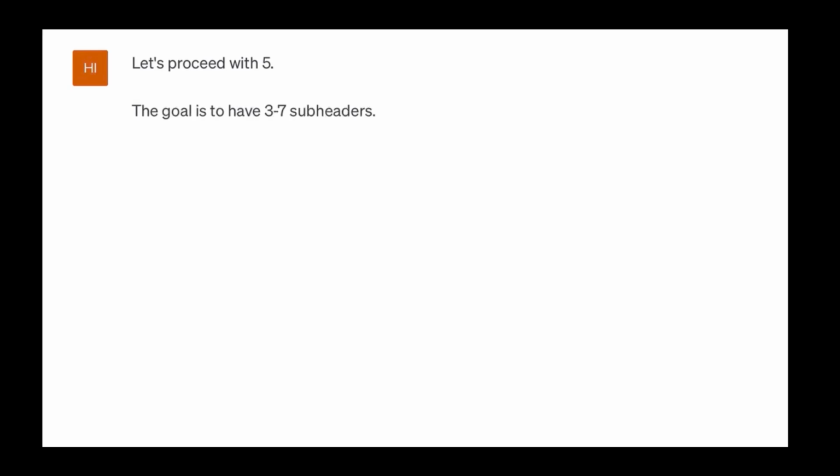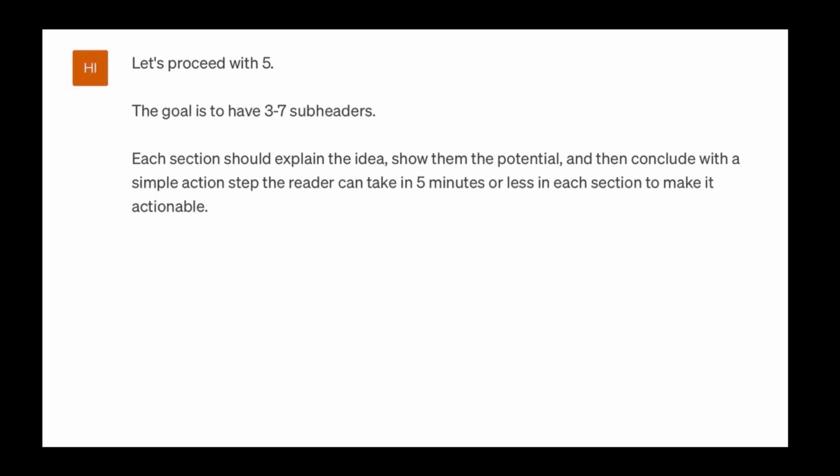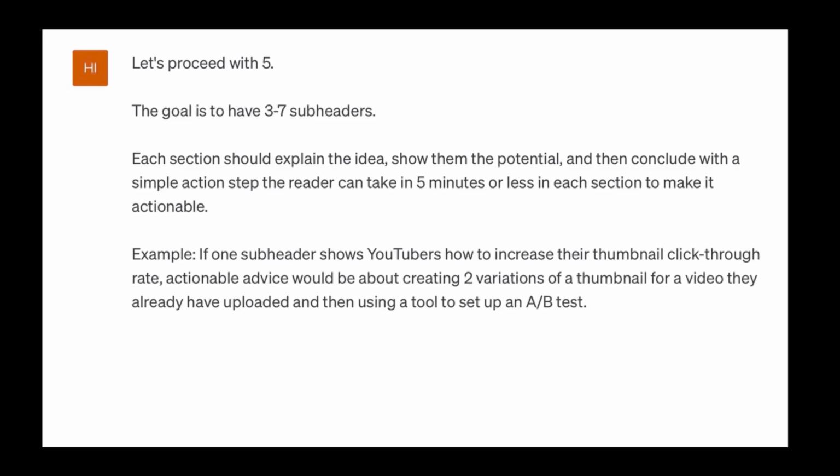So the goal is to have 3 to 7 subheaders. Each section should explain the idea, show them the potential, and then conclude with a simple action step the reader can take in 5 minutes or less in each section to make it actionable. As an example, if one subheader shows YouTubers how to increase their thumbnail click-through rate, actionable advice would be about creating 2 variations of a thumbnail for a video they already have uploaded and then using a tool to set up an A/B test.